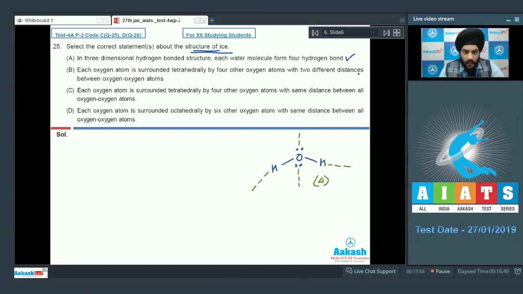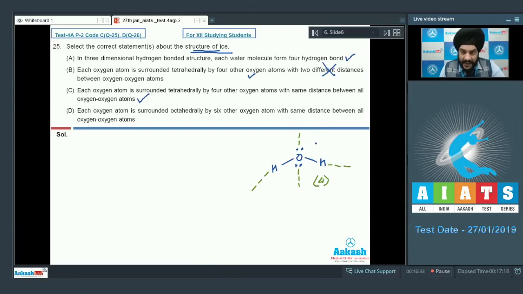If you look at option B now, each oxygen atom is surrounded tetrahedrally by 4 other oxygen atoms with 2 different distances between oxygen atoms. So students, the first part is correct, that it is surrounded by 4 other oxygen atoms. But there are not 2 different distances. All of the water molecules are symmetrically arranged and the type of O-O bond distance present is only 1. So if you look at option C now, option C says each oxygen atom is surrounded tetrahedrally by 4 other oxygen atoms with same distance between all the oxygen atoms. So statement C will be correct.